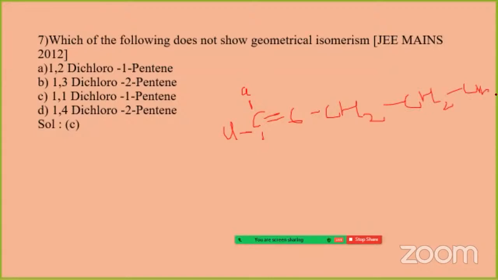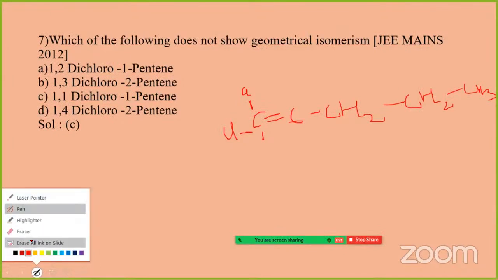Minimum to minimum, we should have different substituents on both sides of the chlorine. That's why we cannot show geometrical isomerism in 1,1-dichloro-1-pentene. So the answer will be C.